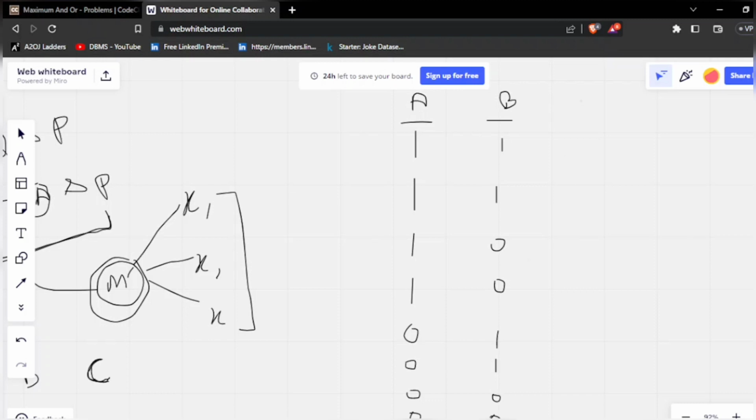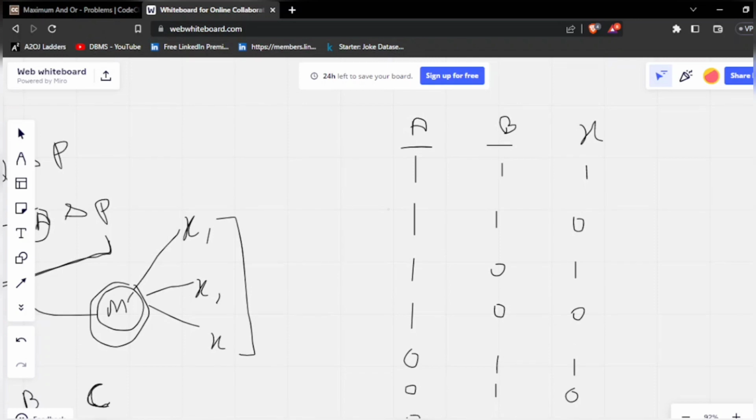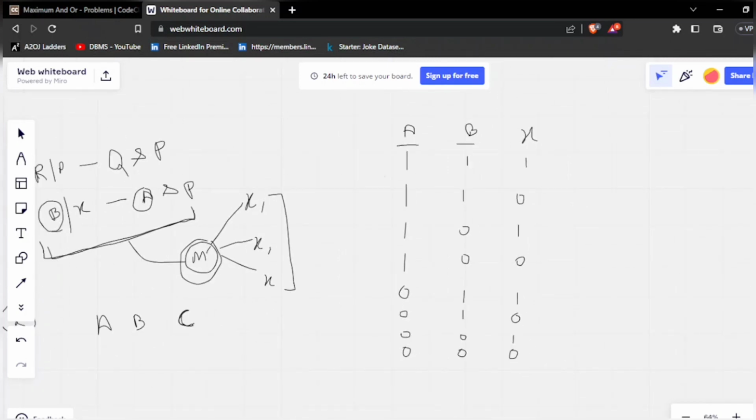Now for x, what can x be? X can be either 1 0 1 0. In this way we have covered all the possible permutations of a, b, and x, and what their bits can be. According to this, we have to choose the maximum value accordingly. So let's take m as the maximum value.